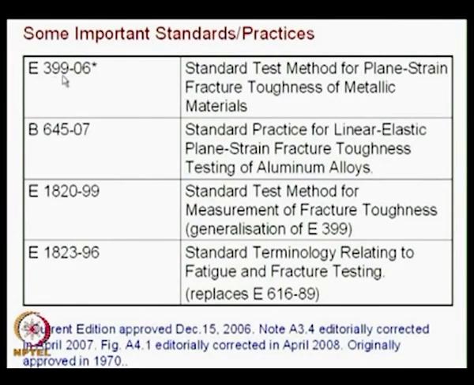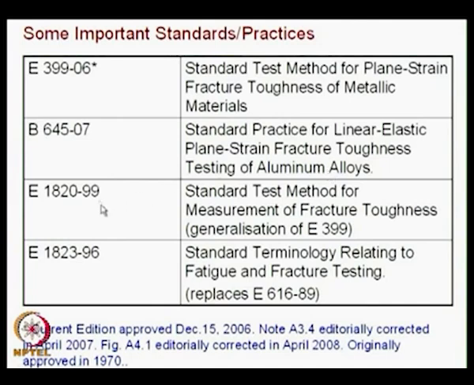And your code E399-06 is the standard test method for plane strain fracture toughness of metallic materials, and in that you have a reference to B645-07, 07 is the year in which it is approved. This is a standard practice for linear elastic plane strain fracture toughness testing of aluminum alloys. This is for metallic materials, and this is certain recommendations for aluminum alloys.